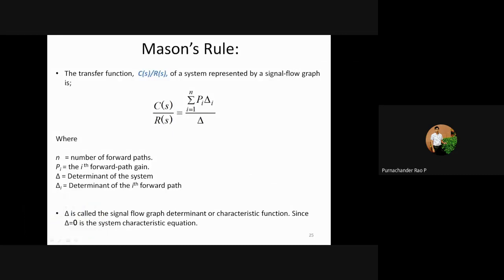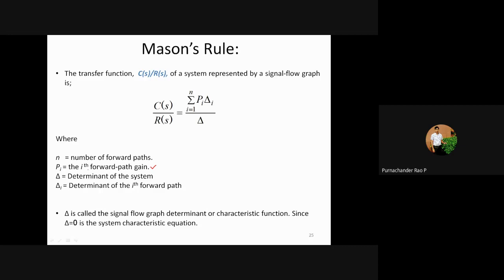So this is equal to the summation of i equals 1 to n of Pi into delta i by delta, where n is the number of forward paths. Here i is equal to 1 to n. So n is nothing but the number of forward paths. We have seen how to find the forward paths. Pi is the forward path gain. If you are taking x1, x2, x3 up to x8, then the gain of that particular path we need to consider. That is nothing but your forward path gain.